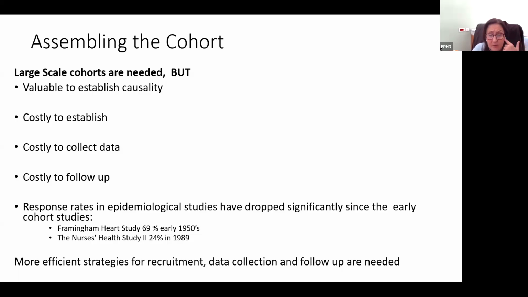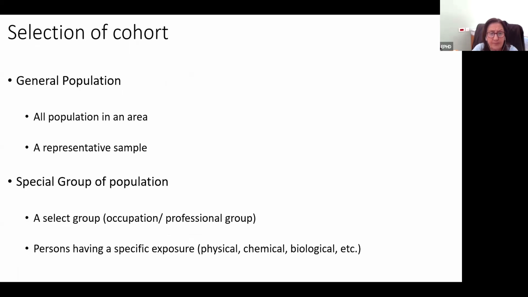And people who refuse, and we had refusal of course, could be very different from people who accept to participate in the study. So therefore, very important when we assemble the cohort is to have good strategies for recruitment, data collection, and follow-up. So we need to think about those strategies, and these should be part of a proposal when you write it. So how can you maximize participation? What would be the best method to retain people, to collect data, and so on and so forth?